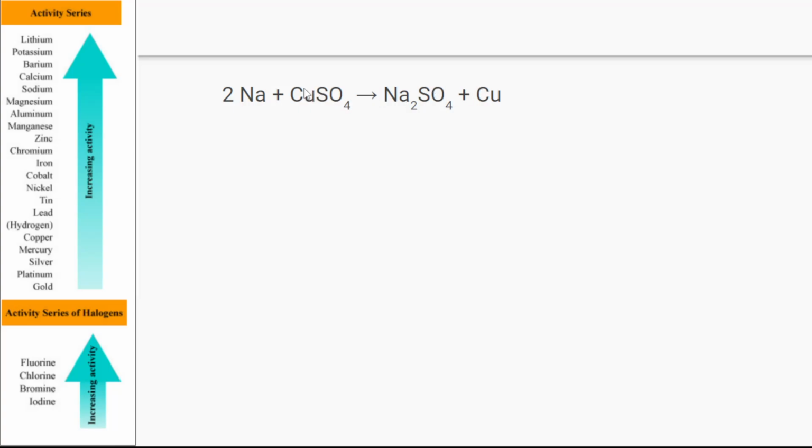Copper was part of a compound. Now it's an element. It's all by itself. It's lonely like Mickey. Next, we have zinc plus sodium chloride. Zinc is right here, and then sodium is right there. Since sodium is higher than zinc, zinc cannot replace sodium. This reaction will not occur, so we write NR for no reaction.